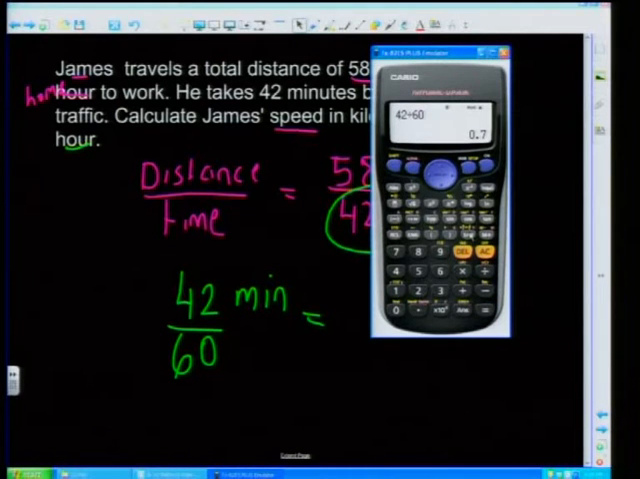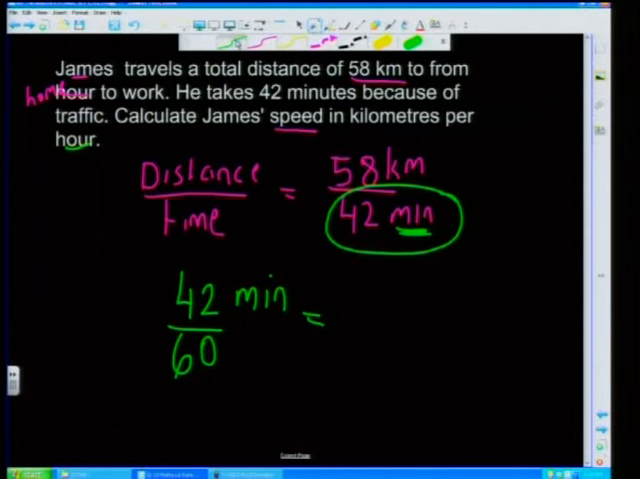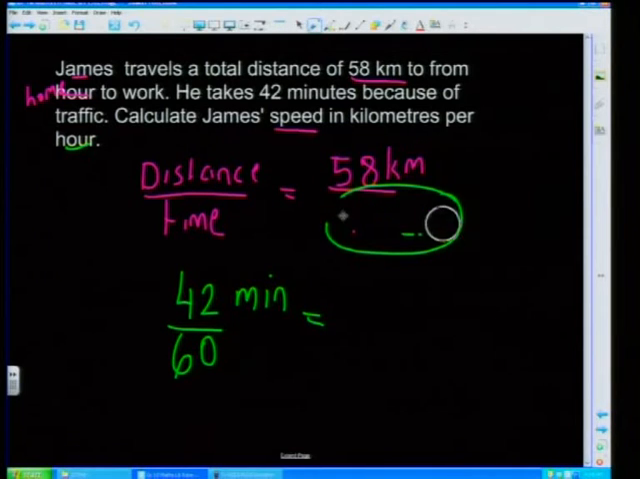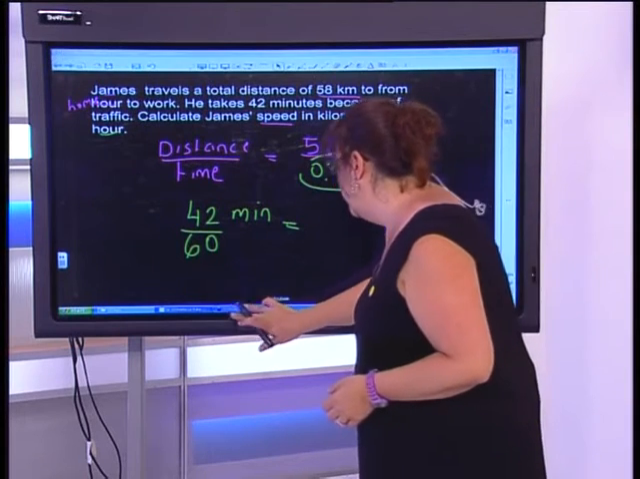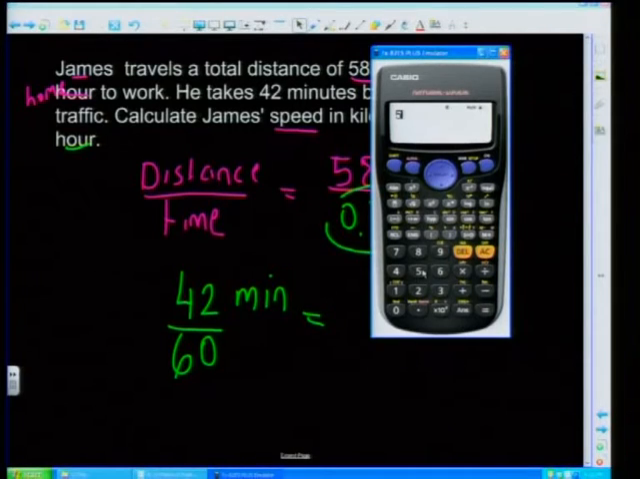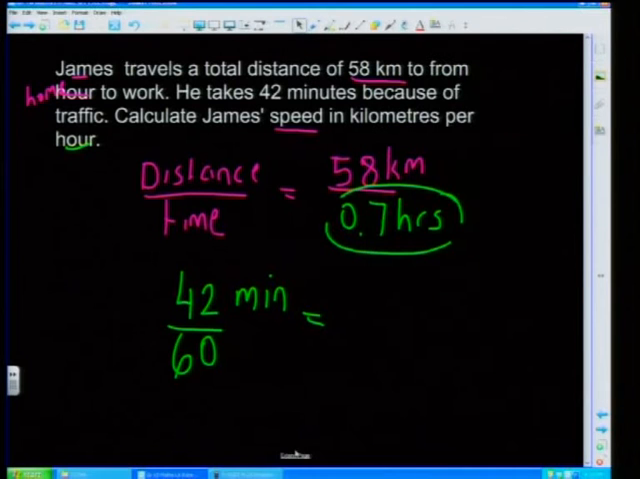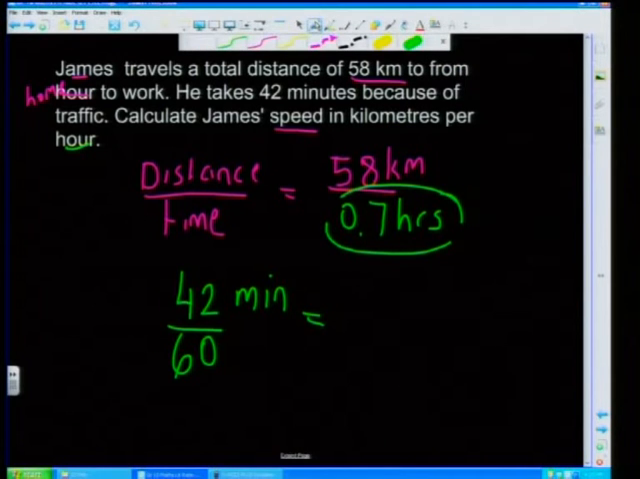So going back to my notes, I'm going to change this 42 minutes into 0.7 hours because that's going to give me the correct units. So now we can use a calculator to do this calculation. We've got 58 divided by 0.7 and I get an answer of 82.86. We're going to round it off. Okay, I need a pen.